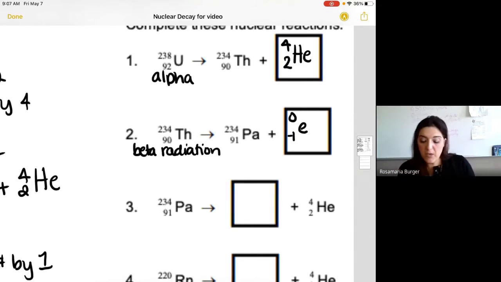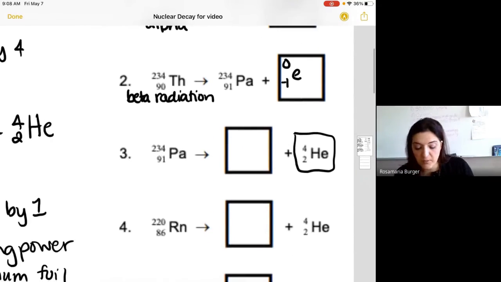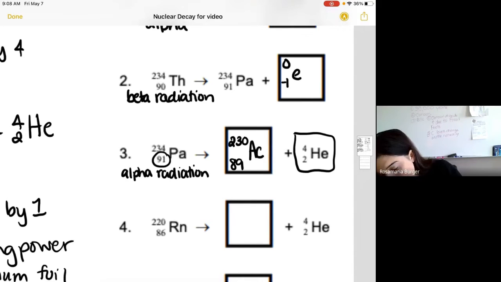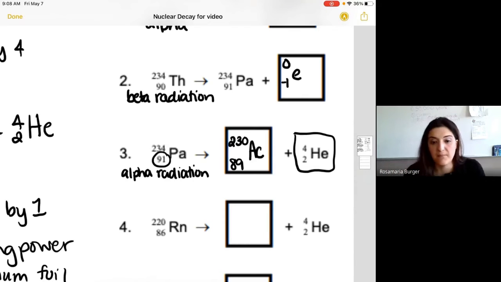Okay, for this one, we know that it's alpha radiation because we have this 4 2 He. So I'm going to write down alpha radiation. We're going to decrease our atomic number by 2, so 91 minus 2 is 89. We got 234, and it's going to decrease by 4. It's going to be 230, 89. I look at 89 on my periodic table, and I see that it's Ac, actinium. So that's alpha radiation.